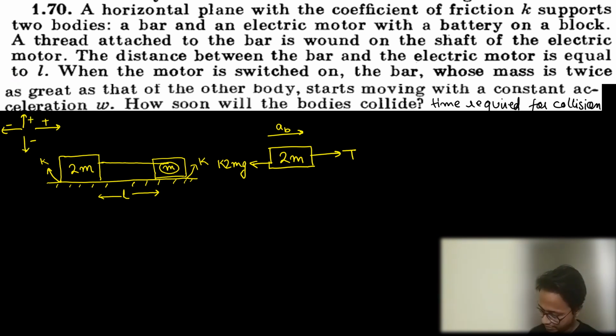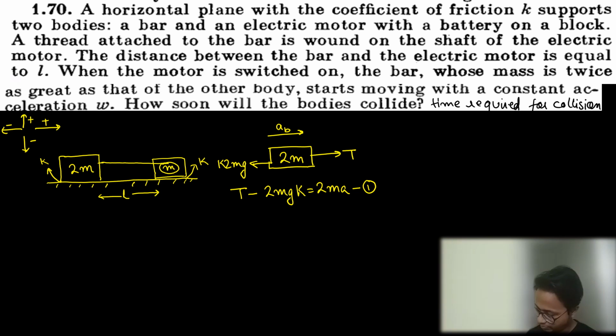So out here, if I write the equation, what will be the equation? T minus k into 2mg, or 2mg k, minus 2mgk is equal to 2m a. This is our first equation.